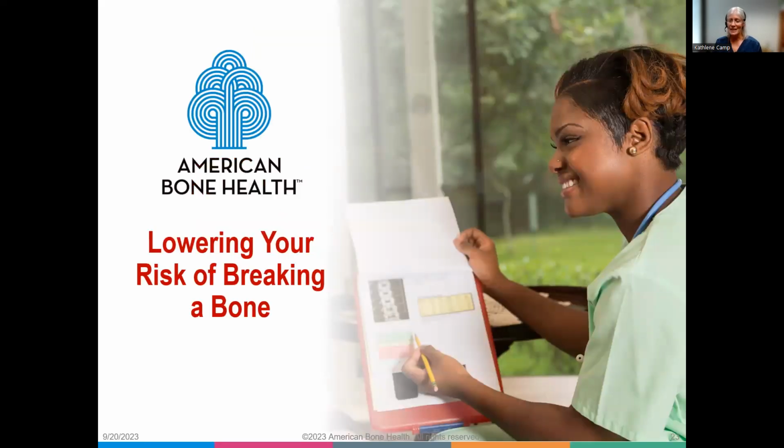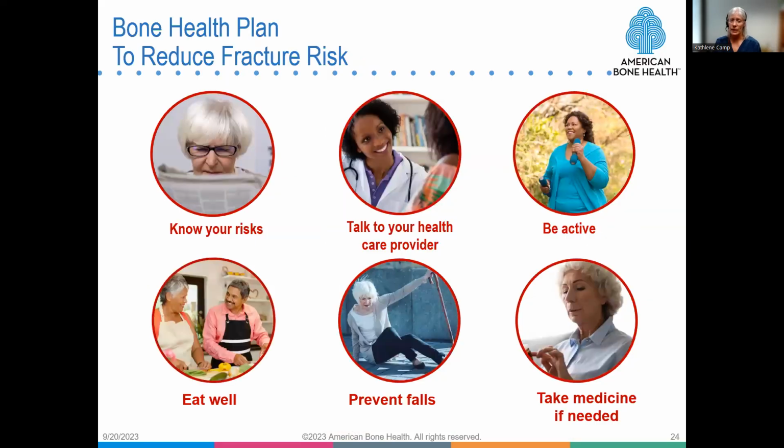Now that we've looked at the next steps, let's dig a little deeper about what else you can do. At the beginning of the session, I mentioned that American Bone Health believes that every person should have a bone health plan. So let's look more closely at what that means. The components of a personalized bone health plan will depend on the particular risk category, whether it's low, moderate, or high.